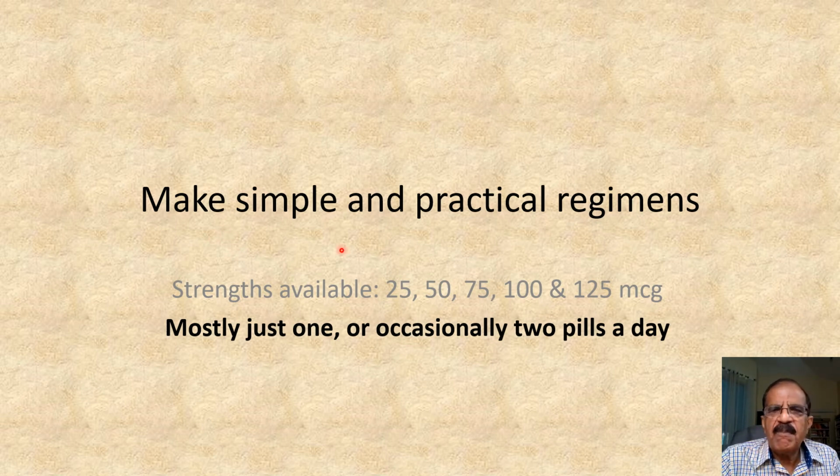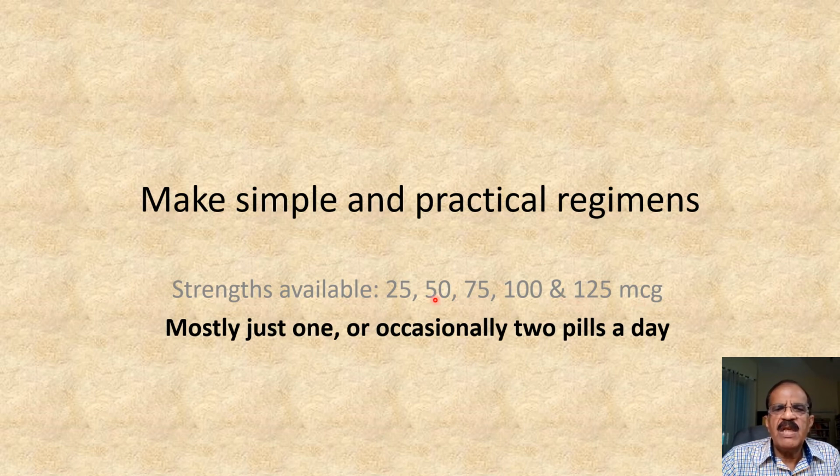Make simple and practical regimens. Now we have multiple strengths available. I think previously we just had 50 mcg, and we used to give one tablet daily or two tablets daily, or sometimes two tablets and three tablets on alternate days. But now we have multiple strengths. We have 25 mcg, 50 mcg, 75 mcg, 100 mcg, and 125 mcg.